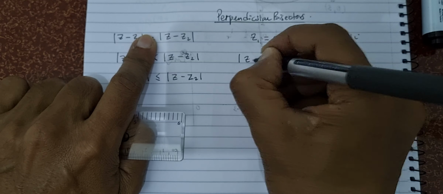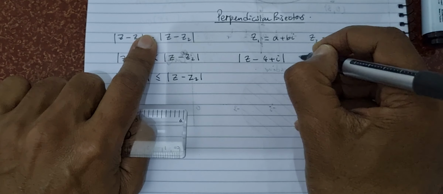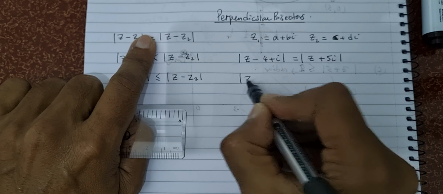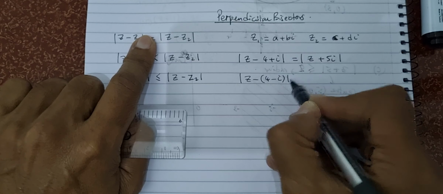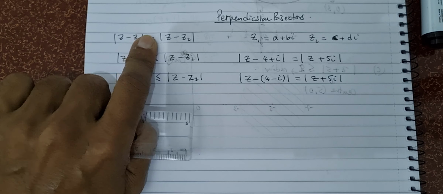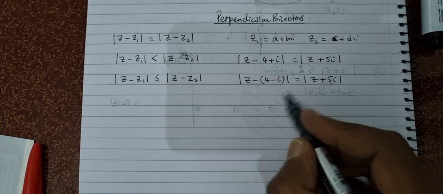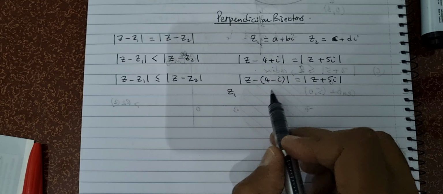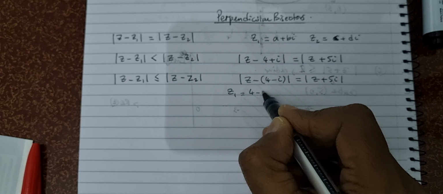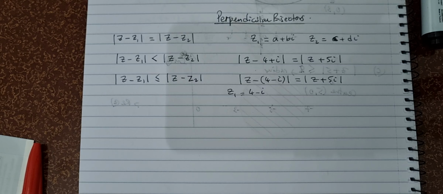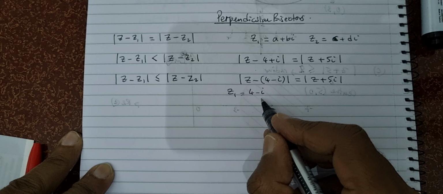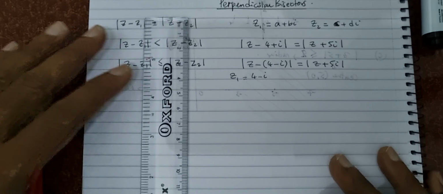Let me just take this example here, which is very nice. I've got modulus of Z minus 4 plus I is equal to modulus of Z plus 5I. So we can rewrite this as Z minus, in brackets, 4 minus I, equal to Z plus 5I. Now we've got two coordinates, and that's what we mean by Z1. So basically Z1 here is of the form a plus bi, which is 4 minus I. There we go. And so how do we draw this?